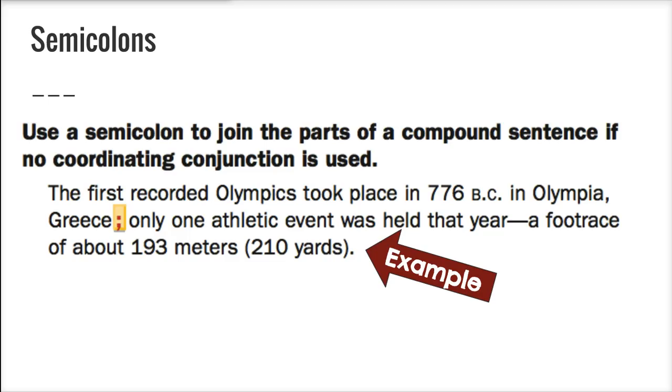Use a semicolon to join the parts of a compound sentence if no coordinating conjunction is used. So remember, when you have two independent clauses or two sentences that you want to join together, you can sometimes use a coordinating conjunction like and, but, or, and you use a comma in front of that. But when you don't use a coordinating conjunction, then you need to use a semicolon to make the sentence correct.